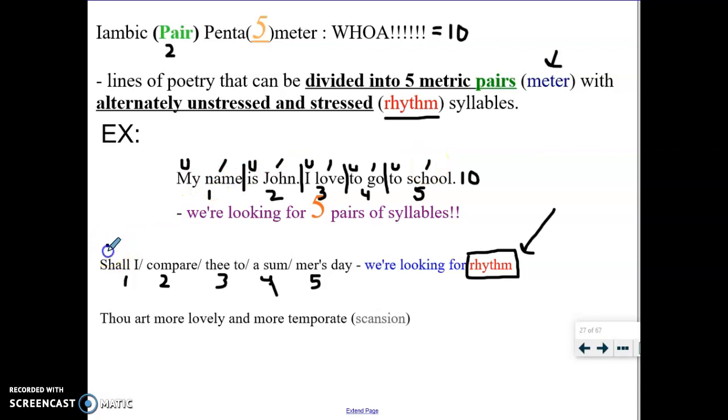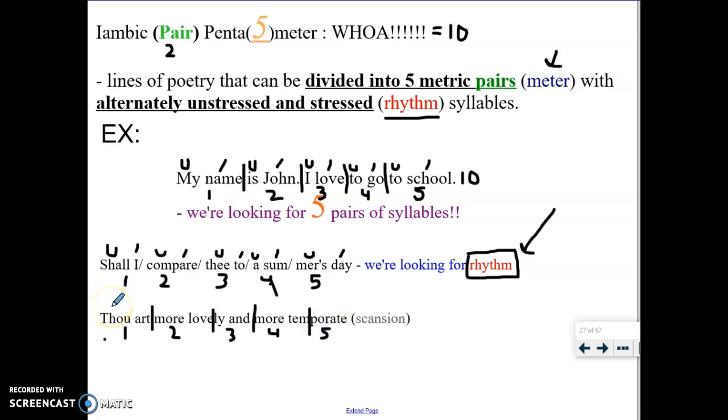Okay? The same thing then down here. Shall I compare thee to a summer's day? Unstressed, stressed. This is called the rhythm. So when we take a look at a final line like thou art more lovely and more temperate, we want to first start by splitting the syllables, or doing what I call finding the iambs. And again, thou art, more love, ly and, more temperate, 5. 5 times 2 equals 10.